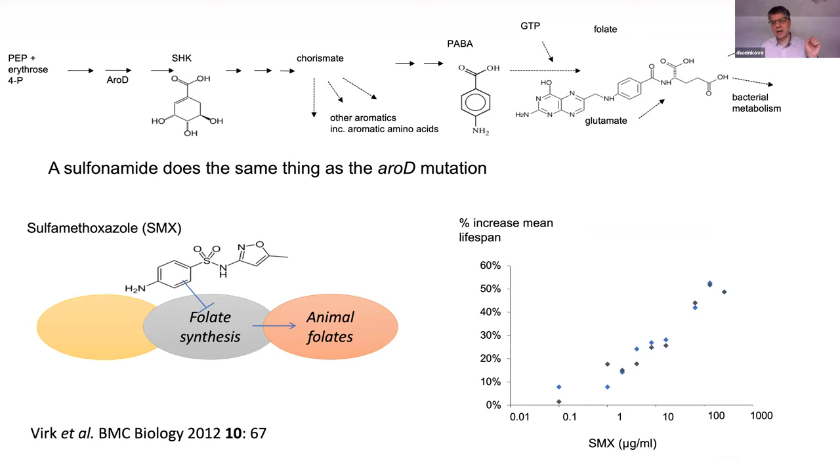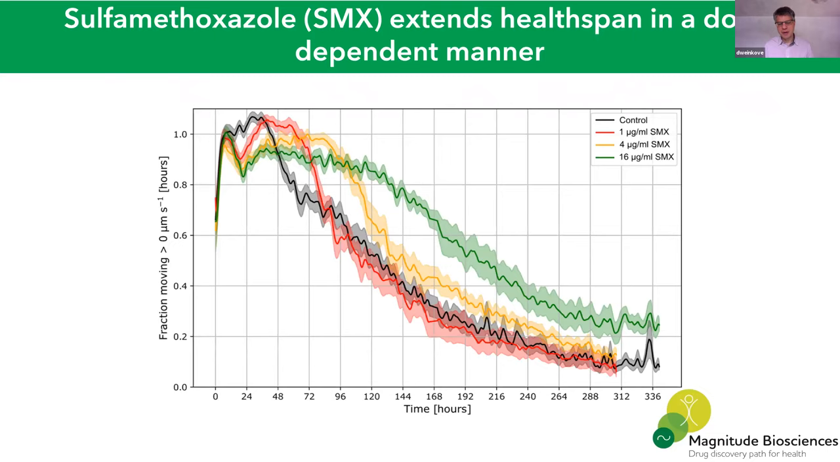So going back to the work with folate synthesis and SMX, we find that we can get very sensitive data on SMX by using a concentration series. We can increase the amount of time that these animals stay active, and we get very fine data at concentrations where statistically significant differences are very difficult to detect using the traditional lifespan assay. So it shows you how sensitive and quantitative our data is.